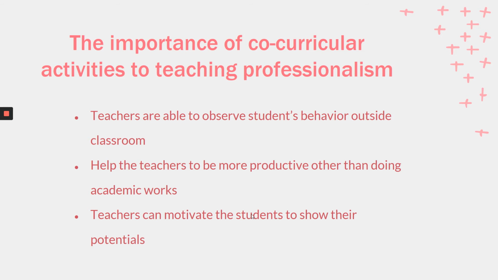So the third one is the teachers can motivate the student to show their potential. While conducting co-curricular activities, the students are able to show their potential, and this is the time where teacher play an important role to motivate the student to do better so that they can achieve higher level of what they are doing.